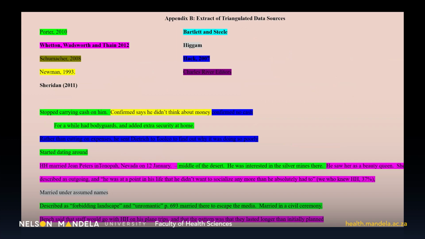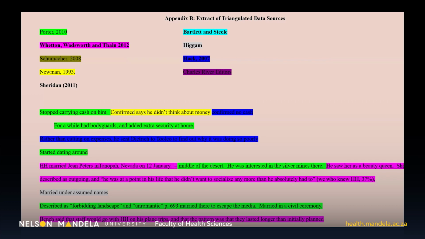And it's very useful. I know with my study, there were something like 8 or 9 sources there. And the colors are how I was trying to triangulate and see that they say the same thing.